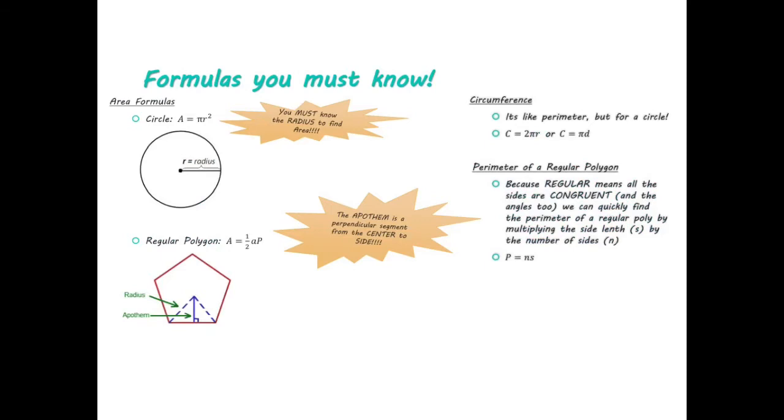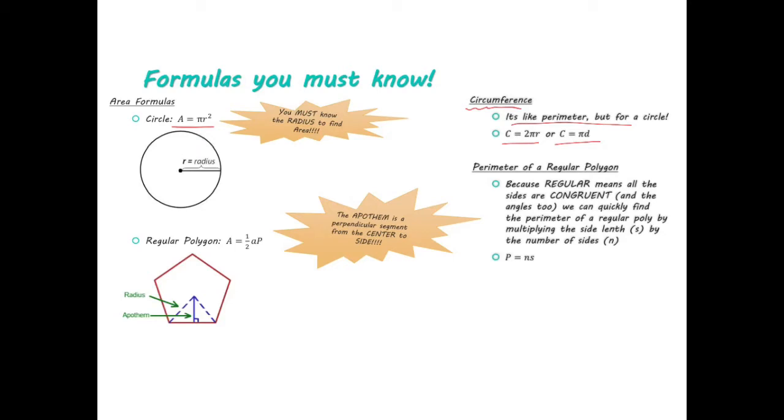So here are some formulas that you must know, starting with one that you already do know. The area of a circle is pi r squared, and you already know you have to have that radius to find the area, so that's old news. We'll also talk about circumference, the distance around the circle, which can be found by doing 2 pi r or pi times d. So those are things you already know. Here's something you don't.